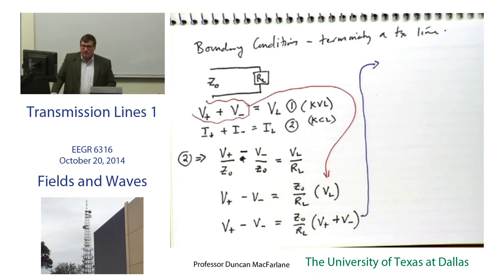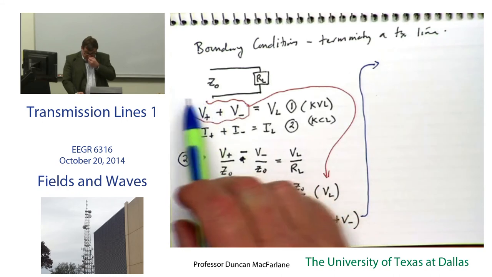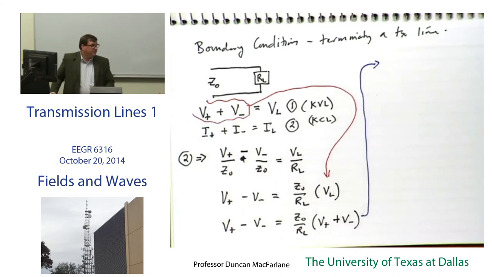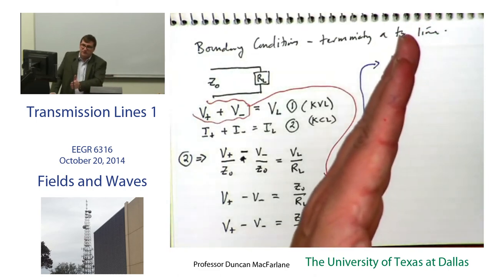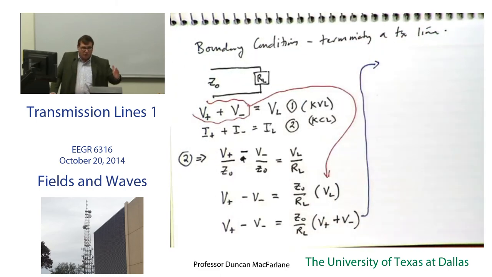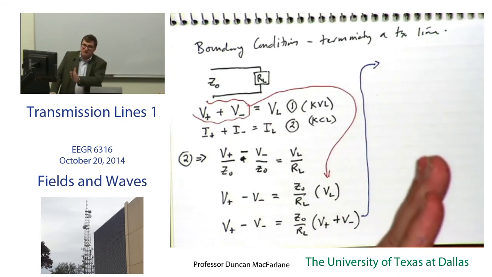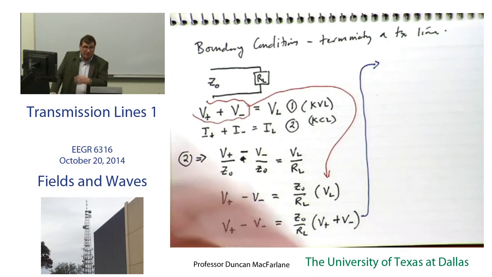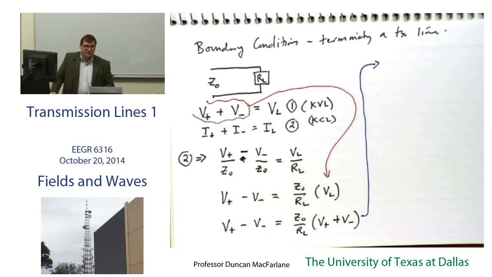Try not to be too sloppy here. But I'll divide through by V plus. The reason I'm doing that is I'm referencing it to the wave that comes into the load. Okay? So I'll normalize with respect to the incident voltage, just like we did when we were bouncing plane waves off of a surface.